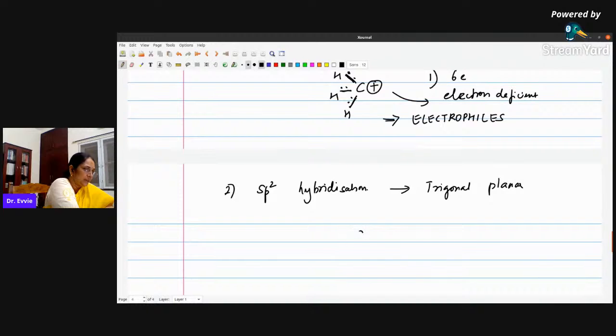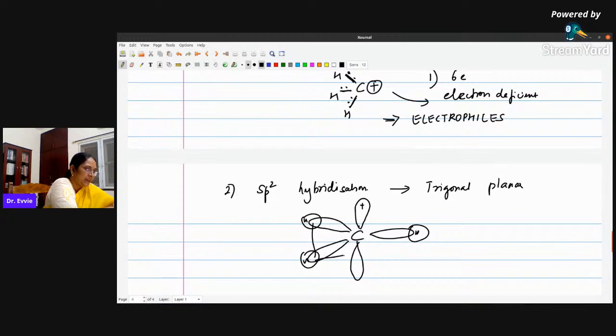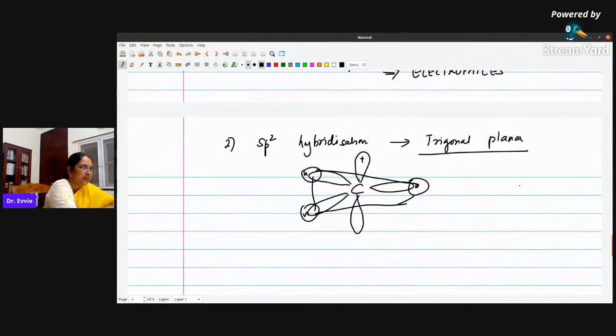See, the structure will be like this, carbon. So there will be 3 hydrogens, which will be like this. All these are sp2 hybridized. Then you have the next p orbital, which is empty, which will have a positive charge. So these 3 will lie in the same plane like this. So that's why it has a trigonal planar structure. And please remember, this is a vacant orbital where it can accept the electrons.